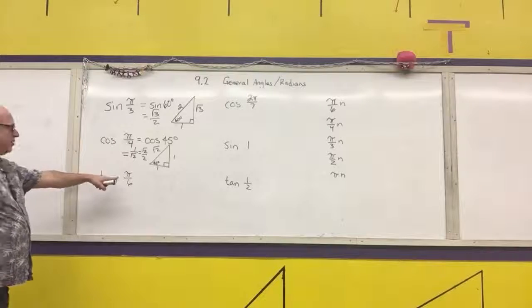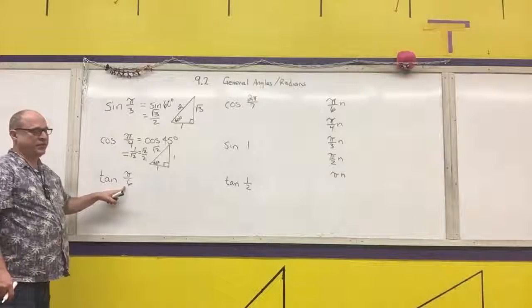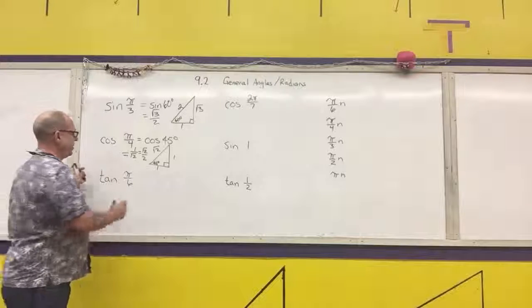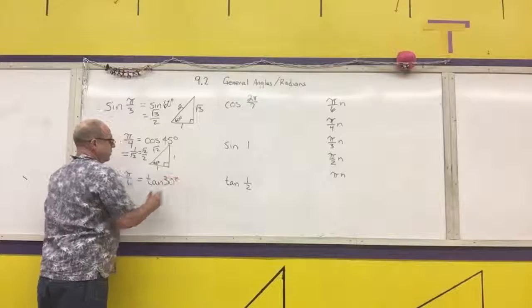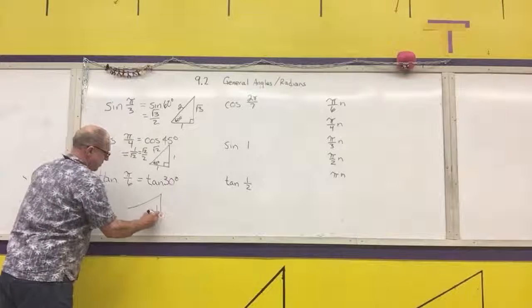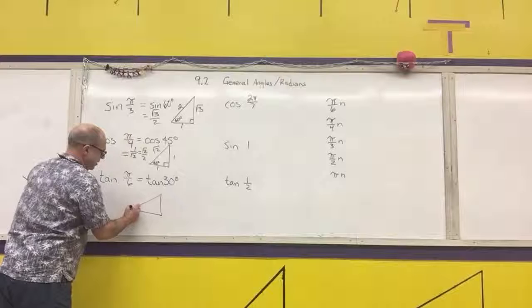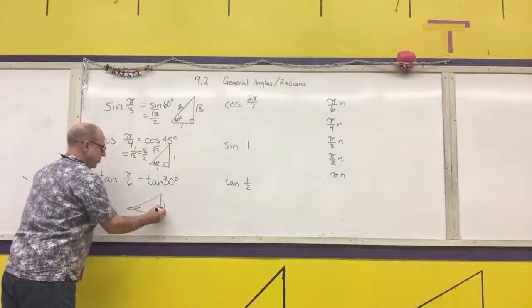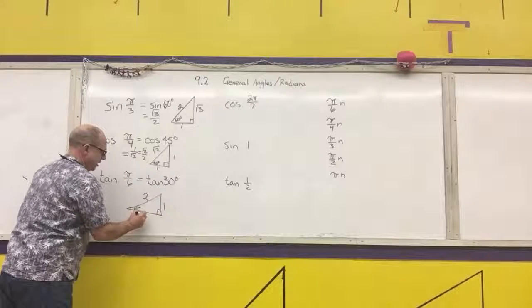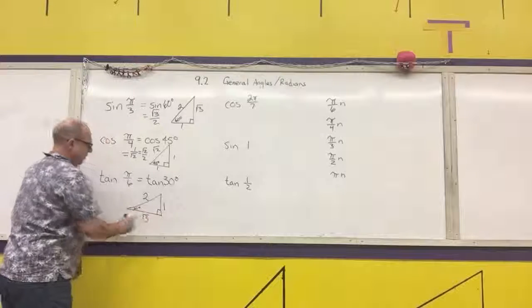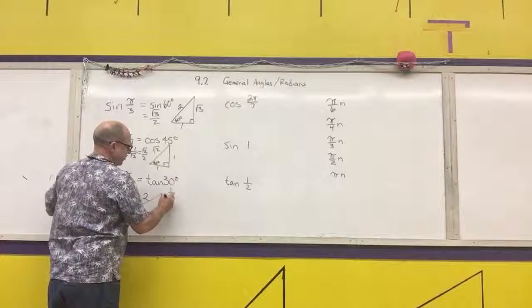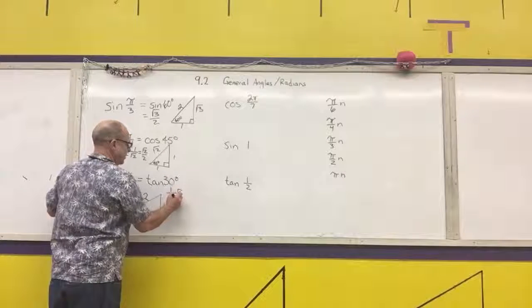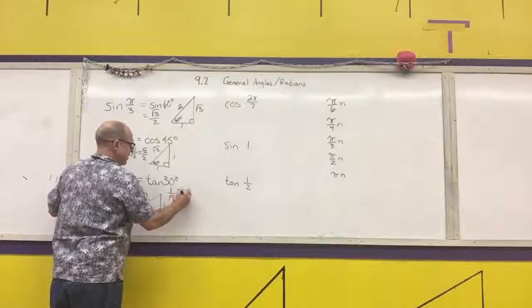For pi sixths, that should be memorized: pi sixths radians is the same as 30 degrees. A 30-degree triangle is a memorized triangle where the short side is 1, hypotenuse is 2, the long side is the square root of 3. Tangent is opposite over adjacent, which is 1 over root 3. Rationalize it, and I get the square root of 3 over 3.